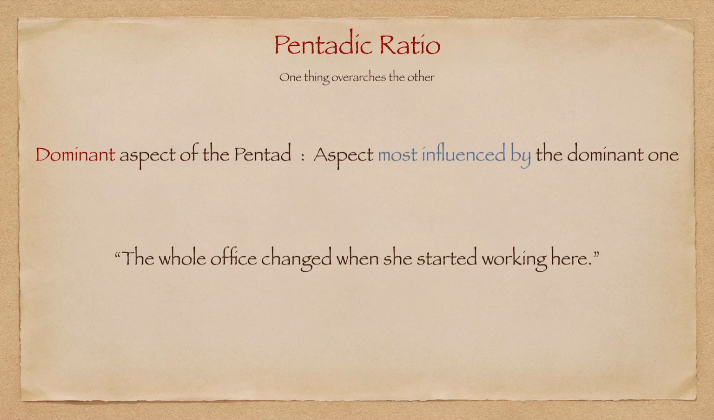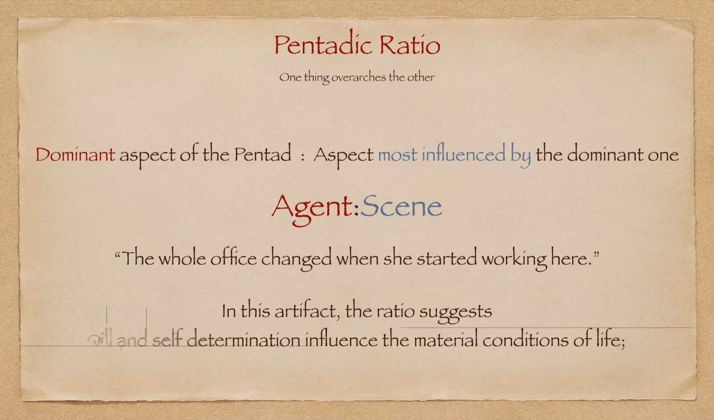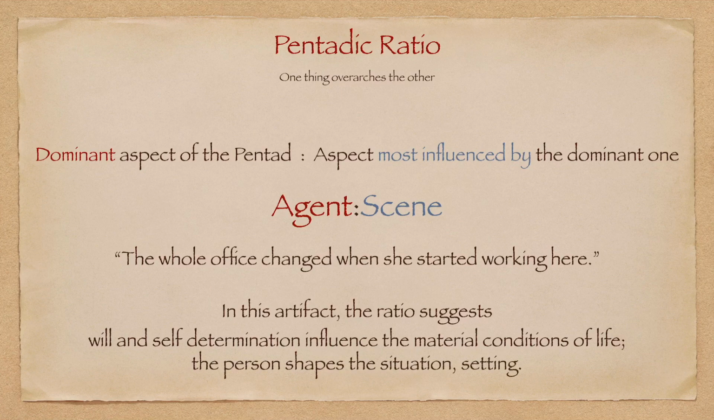Remember, we're looking for the dominant aspect and the aspect of the pentad that is most influenced by the dominant one. So when we get a statement like, "The whole office changed when she started working here," what have you got there? Well, one way to read this is to say you've got an agent-scene ratio. In this artifact, you've got a ratio that suggests the will, the self-determination of one person is the influence over the material conditions of life. The person shapes the situation, the setting.